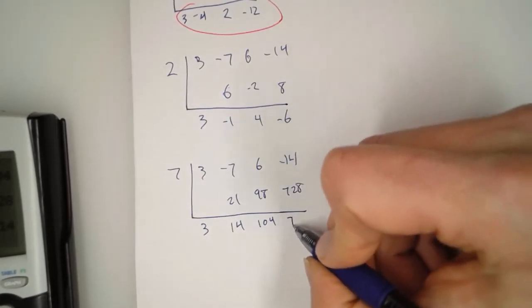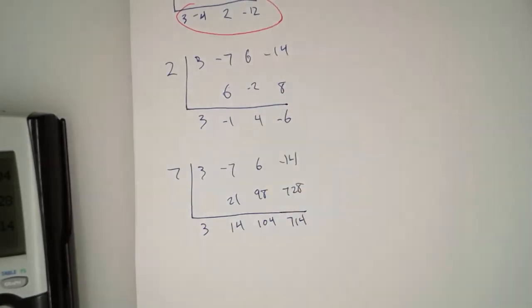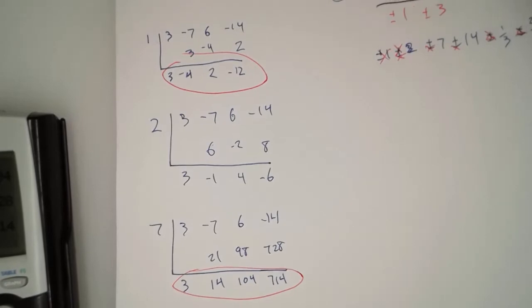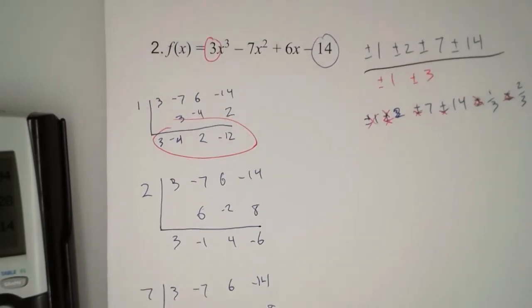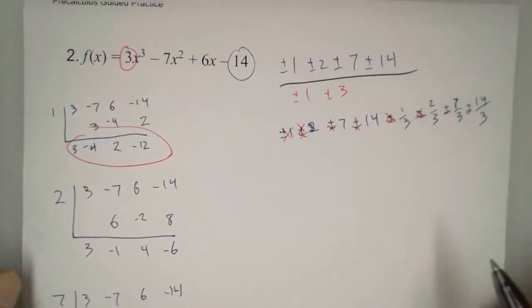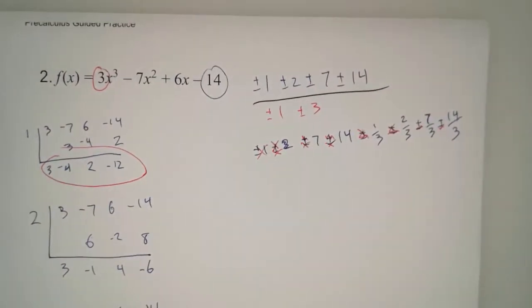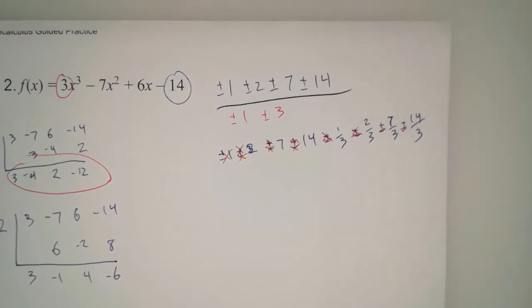Now that is definitely not 0, but notice, take a look. All the numbers down below are positive. So that's telling us that 7 is too big. So if 7 is too big, so is 14. So we're down to just two numbers, 7/3 or 14/3.